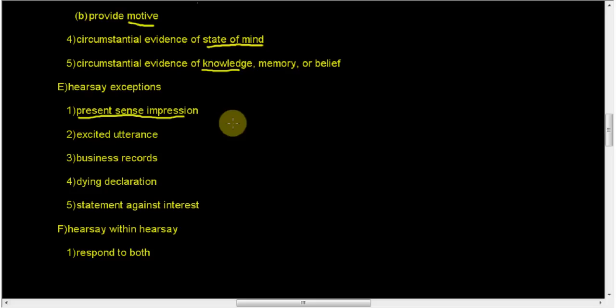So, it has to be immediate. The speaker must have perceived what she describes, and it has to be descriptive, so the statement must describe an act, event, or condition.